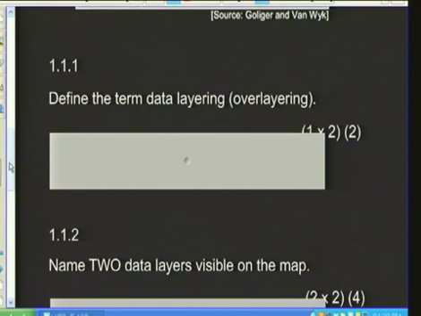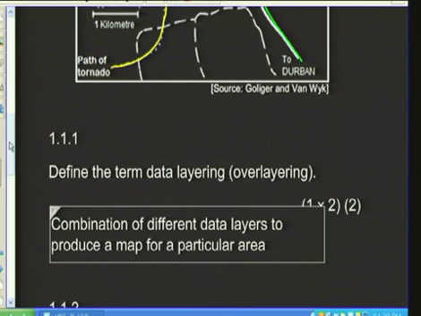tornado. Now, if each one of these colors was a different data layer, we would see each one of them on a separate sheet of plastic. Put them all together, you've got your GIS interface. And so our examiners asked us, define the term data layering. Now that's got to do with that idea of taking different pieces of information, stacking them one on top of the other. So it's a combination of different data layers, different pieces of information, to produce a map for a particular area.